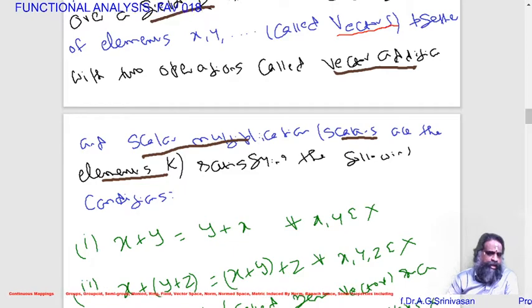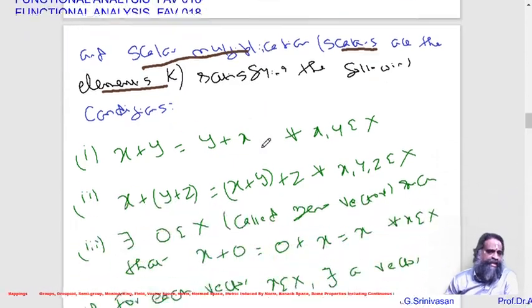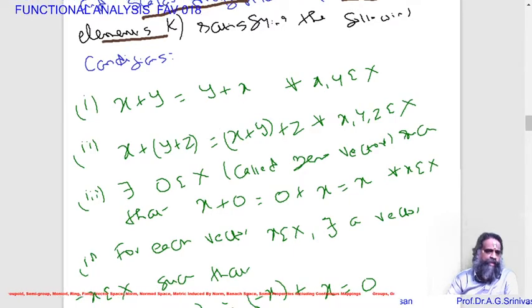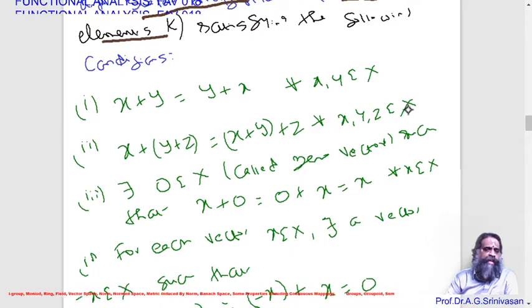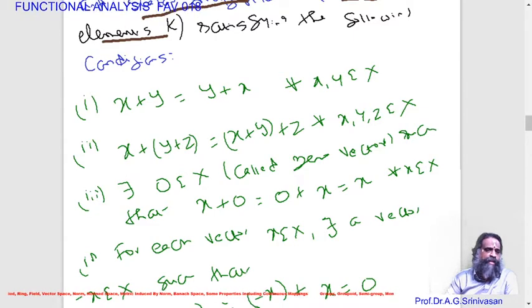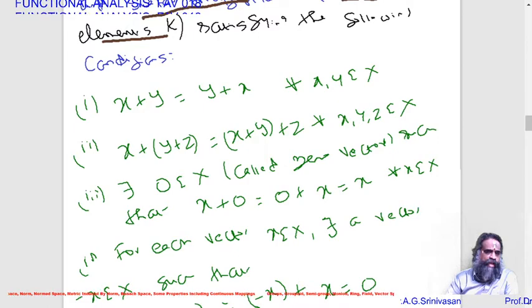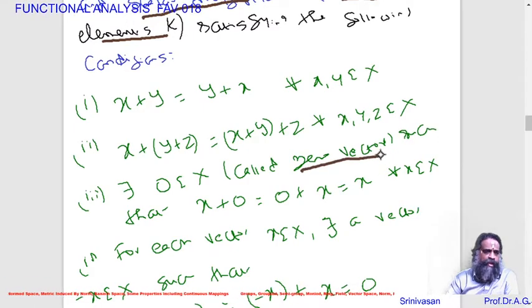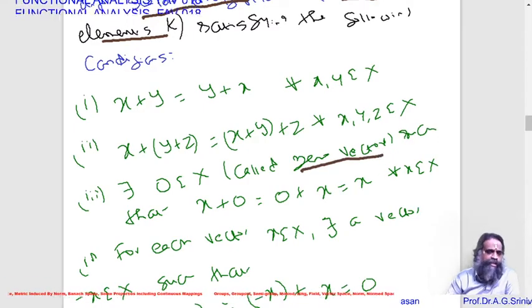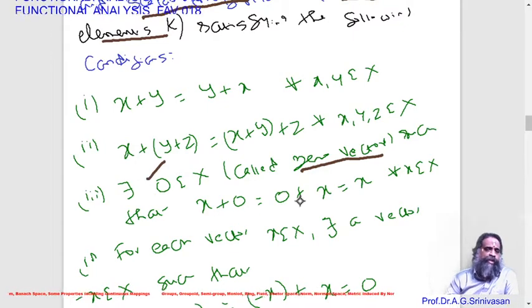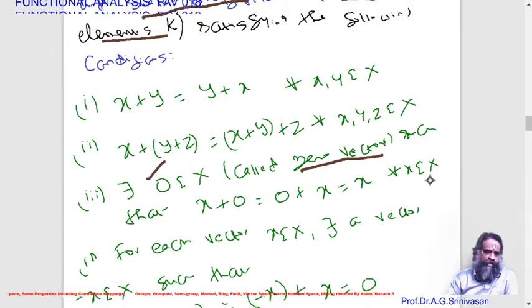We will see what it is. Under vector addition, for every x, y belonging to X, x plus y is equal to y plus x. For every x, y, z belonging to X, (x plus y) plus z is equal to x plus (y plus z). There exists a 0 belonging to X, called the zero vector. Because X is going to be a vector space, I call this 0 a vector, such that x plus 0 is equal to 0 plus x is equal to x for every x belonging to X.